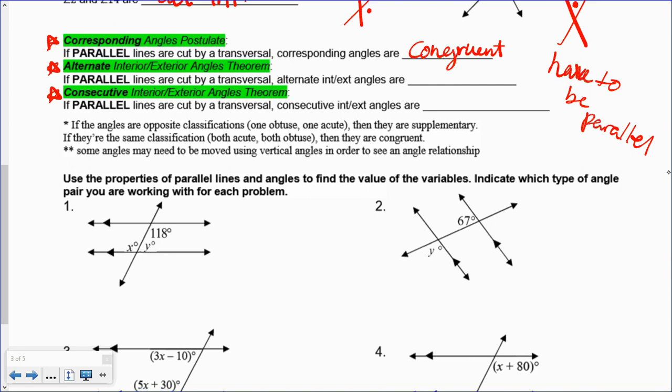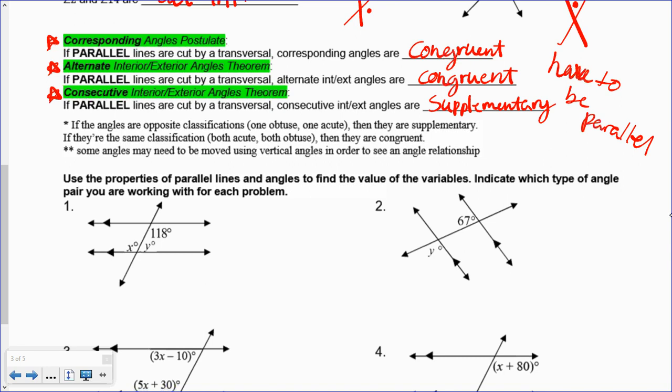Alright, alternate angles are going to be congruent as well. So if they are corresponding or alternate, they should be the same in measure. They can't all three be congruent. So what do you think the consecutive ones would be? Supplementary. So if you have corresponding or alternate, they should be the same. And if they are consecutive, they should add to 180.